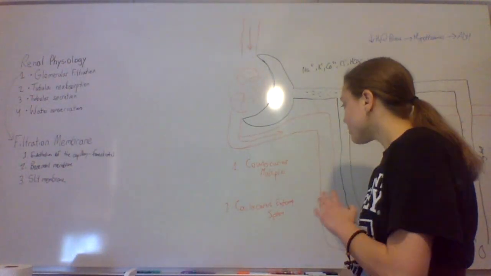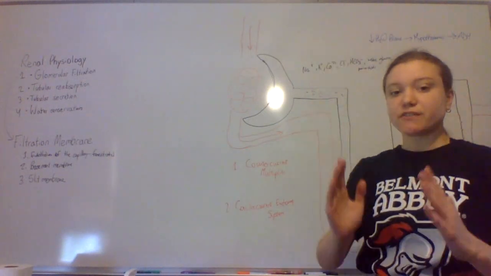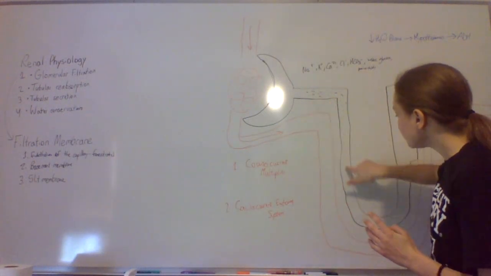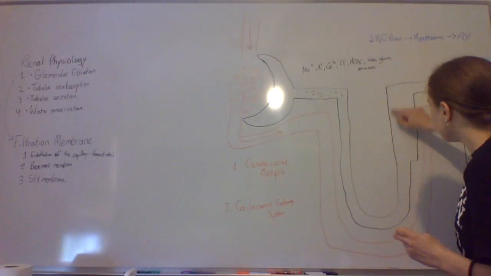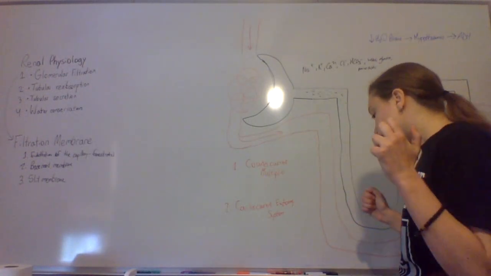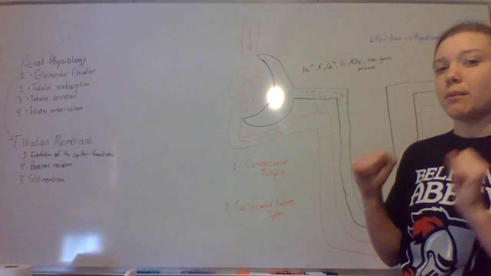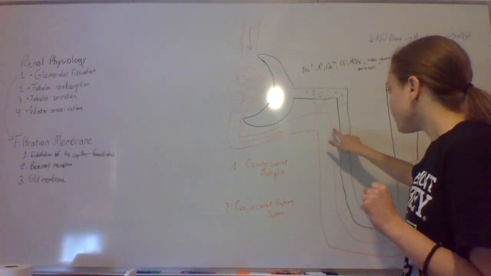So the countercurrent multiplier. Countercurrent means two tubes running in different directions. So we have the downward tube here, right next to the upward tube right there. Countercurrent. Simple. And then multiplier refers to the solute pumps multiplying the solute in the medulla.